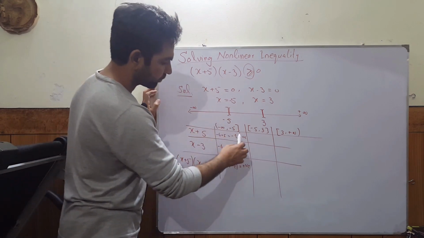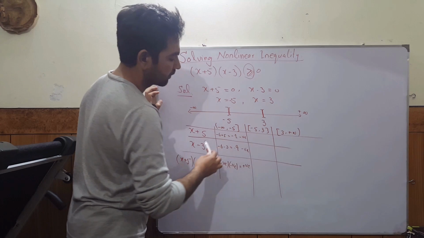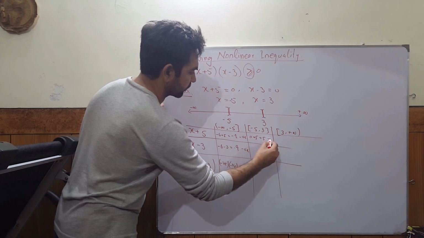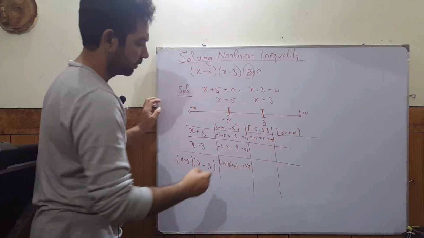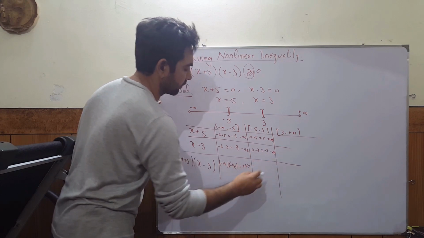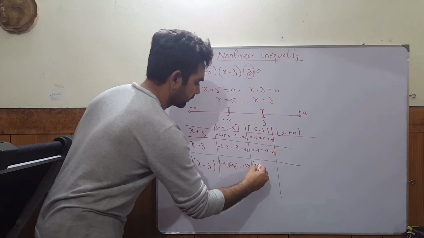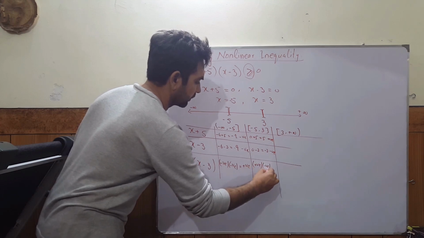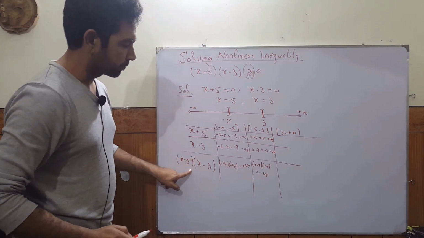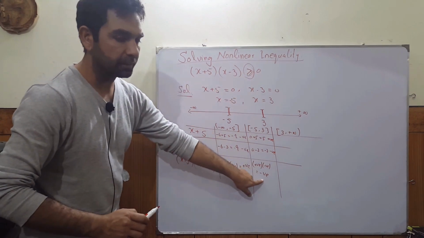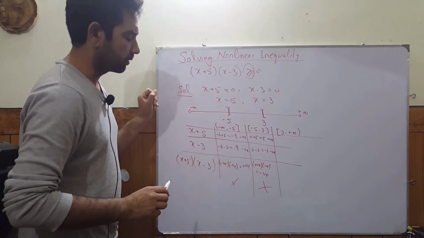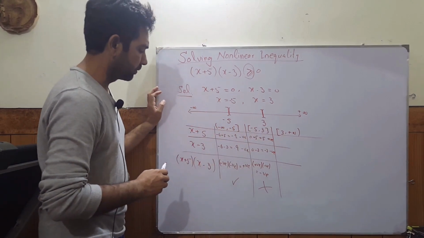Now for the second one, take any number between minus 5 and 3. Let's say we take 0. 0 plus 5 is 5, which is positive. Now here 0 minus 3 is minus 3, which is negative. If I multiply a positive number into a negative number, it gives me negative. But here it says that if you multiply these two, it should be either 0 or positive. Here it's negative. It means this is not satisfying. The first interval is satisfying.